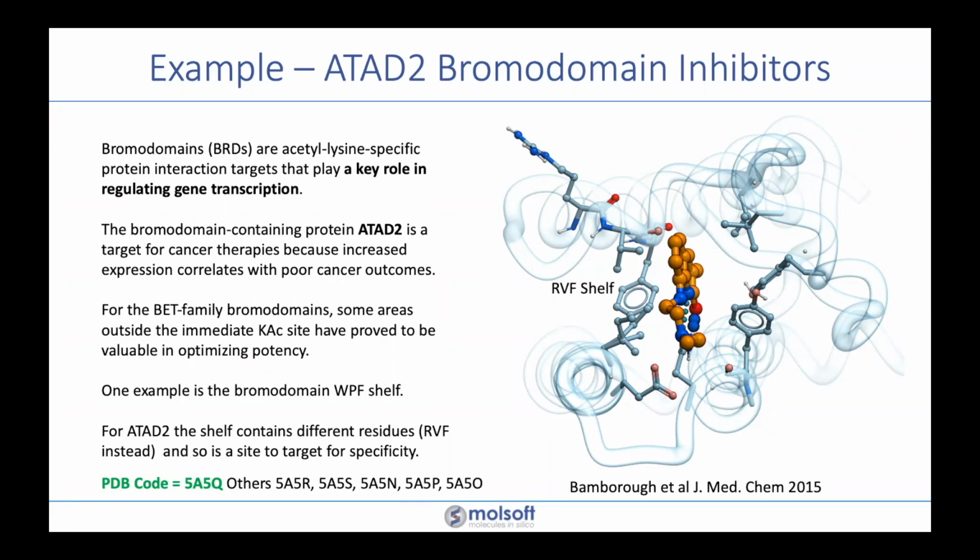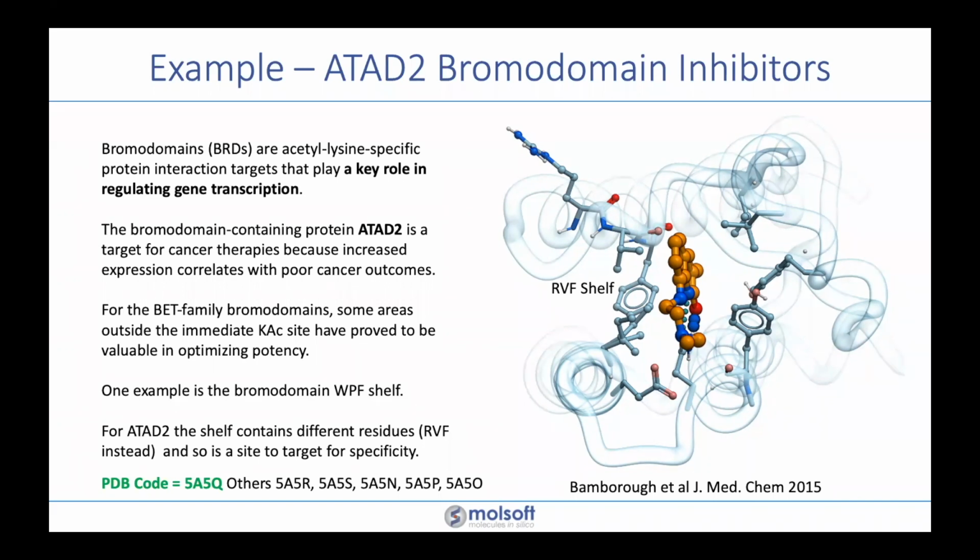One of those regions, for example in BRD4, is called the WPF shelf, which is around this region here. That's the example for BRD4, but for the one we're looking at, ATAD2, the shelf has different residues, RBF, in this shelf region. So we're going to utilize that area as we go through the webinars to try and improve potency and specificity.